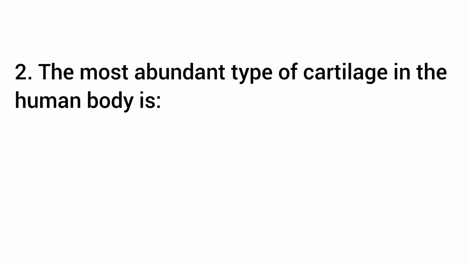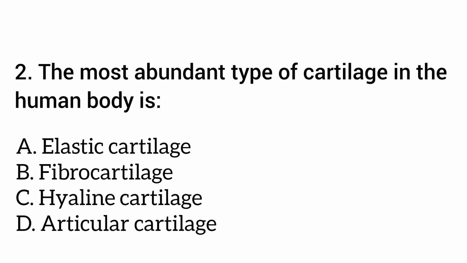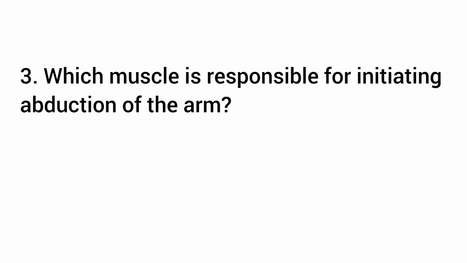Question number 2. The most abundant type of cartilage in the human body is A. Elastic cartilage, B. Fibrocartilage, C. Hyaline cartilage, and D. Articular cartilage. The most correct answer here should be C. Hyaline cartilage. The hyaline cartilage is the most common, and it is found in the nose, the trachea, and in articular surfaces.